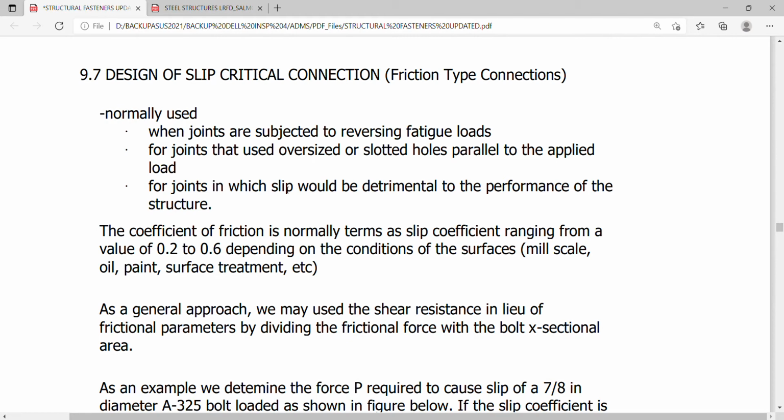So the coefficient of friction is normally termed as a slip coefficient ranging from a value of 0.2 to 0.6 depending on the condition of the surface. Example, the mill scale, oil, paint, surface treatment, etc.